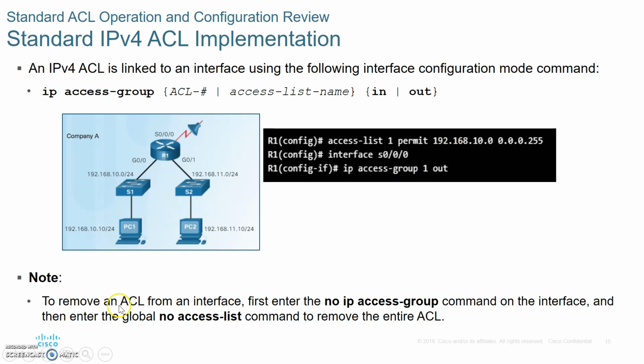Okay, so to remove an access control list, you must first do a no ip access-group to remove the access control list from the interface. Then you remove the access control list. So this is the recommended sequence. Do not remove the access control list first. So remove it from the interface first, then you remove the access control list.